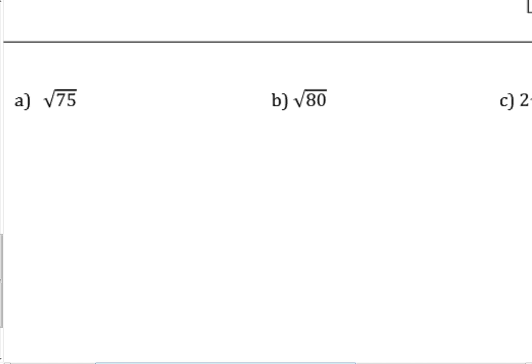For sure, A and B. Can you simplify A and B? Do you want to do one together? I guess I'll do one with you. So what's my process for figuring out how to simplify root 75?